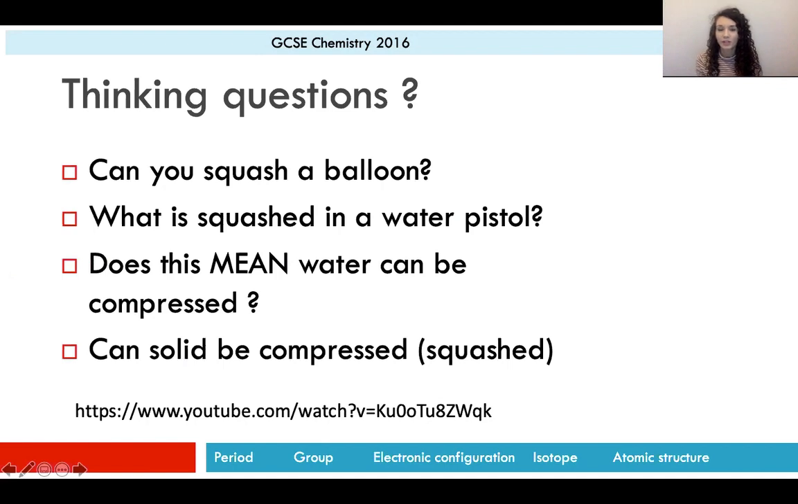And the last question to think about, can a solid be compressed or squashed? It can't. If you try and compress this little table that my laptop's on, I can't compress it. I can try and squeeze it, but it won't compress. So what does that mean about the particles inside a solid?